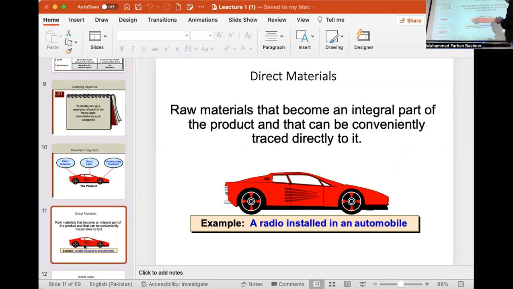What is direct material? The raw material that becomes an integral part of the product and that can be conveniently traced directly to it.